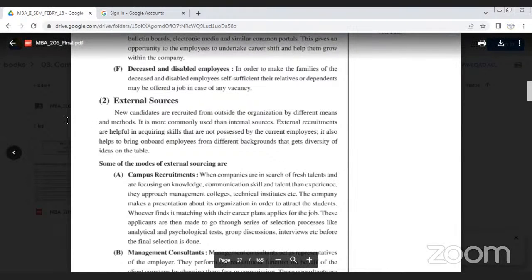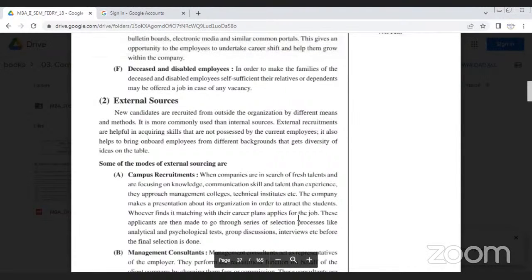External sources. First, campus recruitment: when companies are searching for fresh talent and focusing on knowledge, communication skill, and talent rather than experience, they approach management colleges, technical institutions, etc. The company makes presentations about its organization to attract students, and a student who finds it matching their career plans applies for the job.